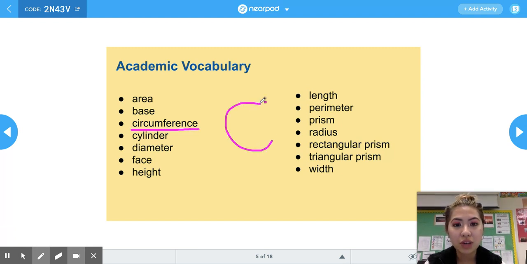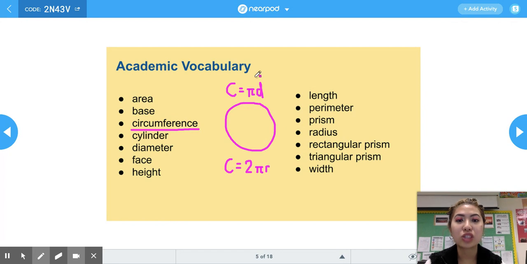Circumference is the distance around a circle. We've been working with area, which is the inside measure of a circle, but the circumference is the outside measure of a circle. The circumference formula is C is equal to pi times diameter. Or in terms of the radius, C is equal to 2 pi r. These two equations are equivalent because 2 times the radius is the diameter.